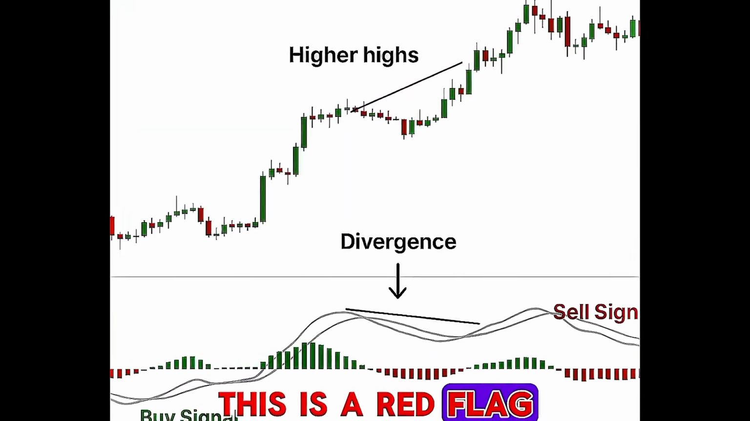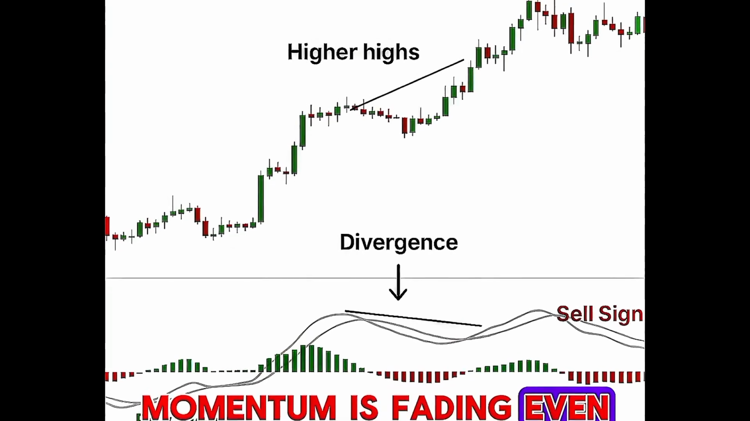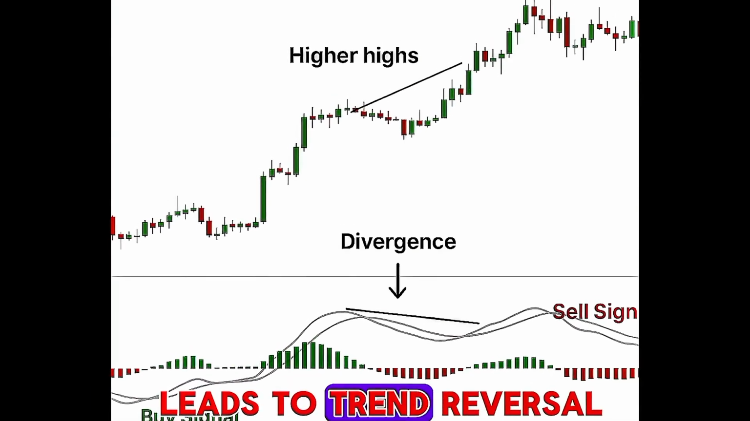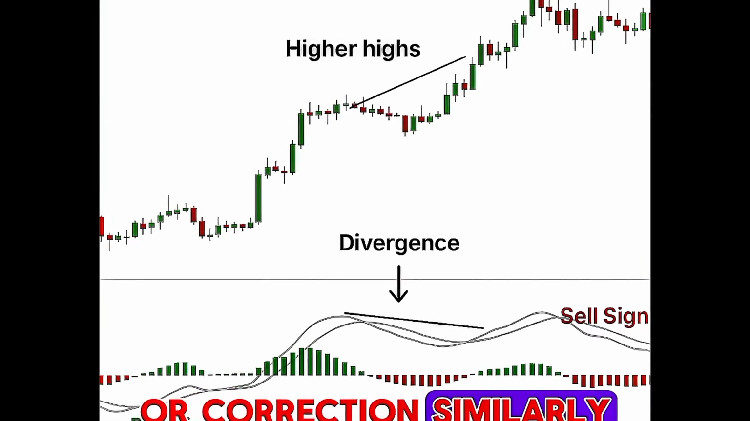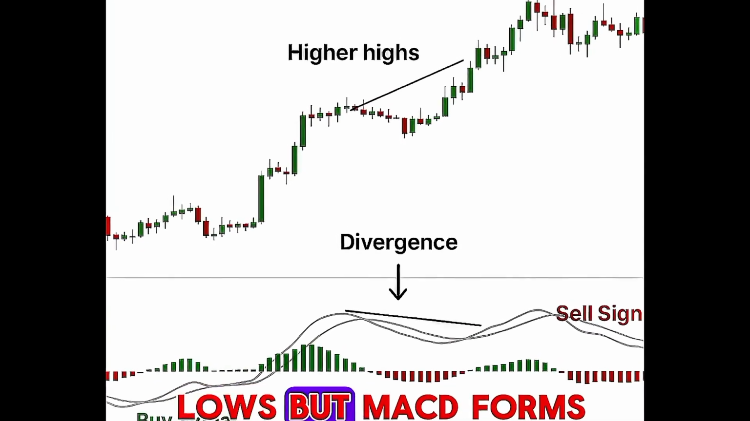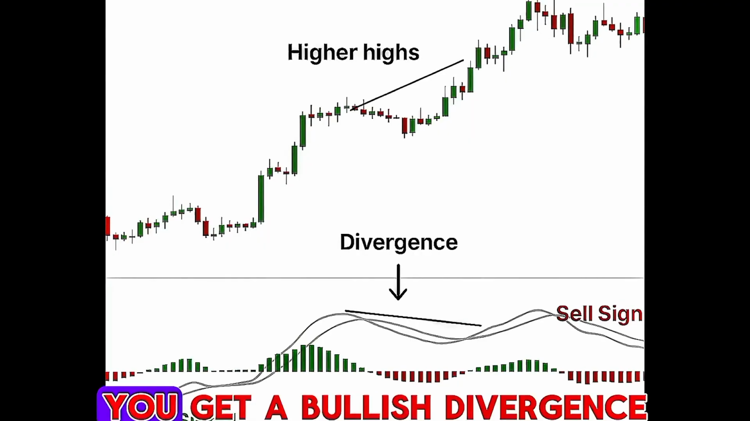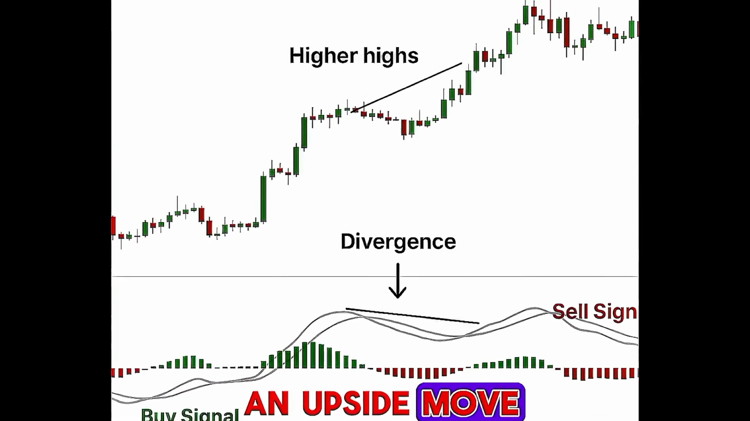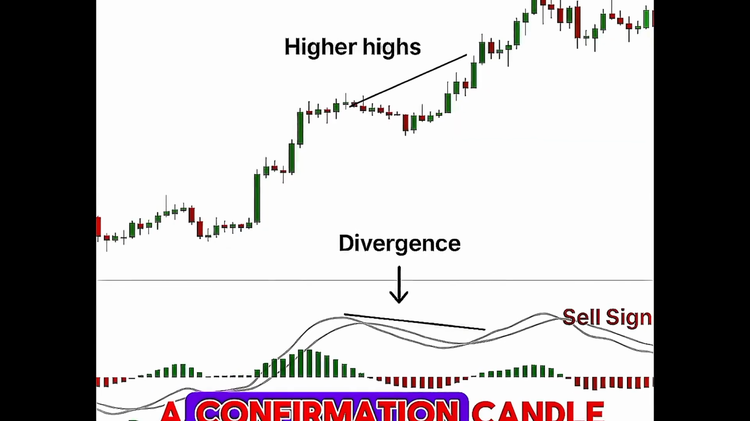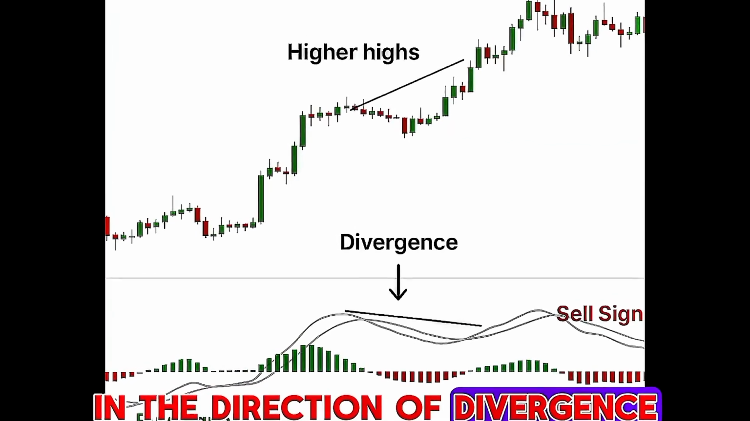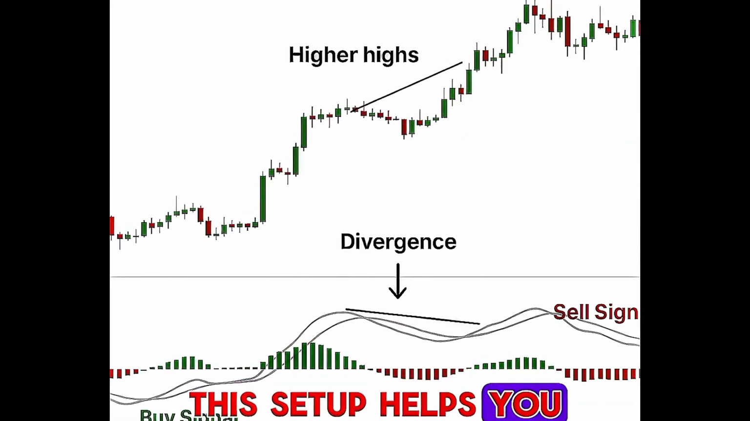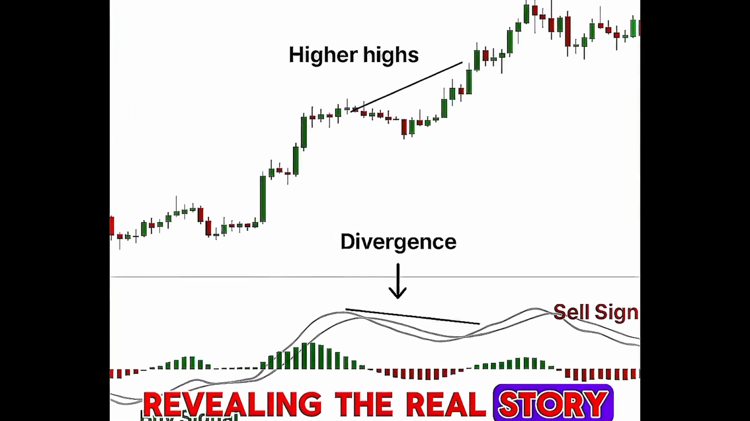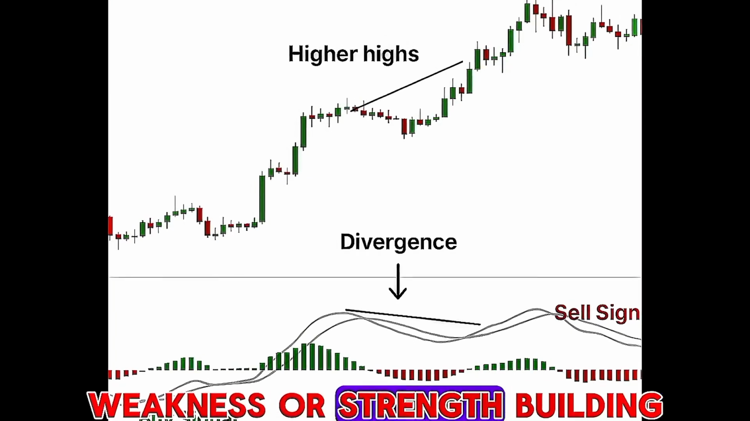This is a red flag. Momentum is fading even though price is rising. This bearish divergence often leads to trend reversal or correction. Similarly, when price makes lower lows but MACD forms higher lows, you get a bullish divergence, often a precursor to an upside move. Entry is taken after a confirmation candle in the direction of divergence. This setup helps you avoid traps where indicators lie beneath price, revealing the real story, weakness or strength building up silently.